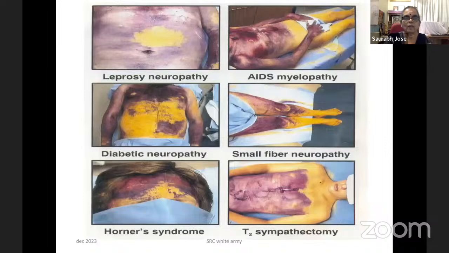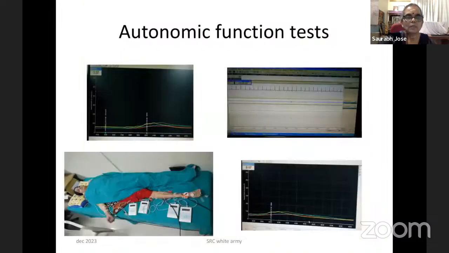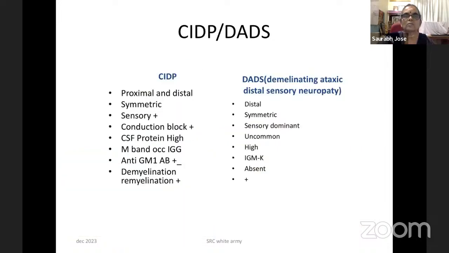This is a test for sweating, sympathetic abnormalities. You can do starch-iodide, so these sweating patterns are, you smear the patient with the starch-iodide powder, and you can see the color changes, and that pattern will say where the autonomic is involved. And this is the quantitative sweat test. That's also an autonomic function test.